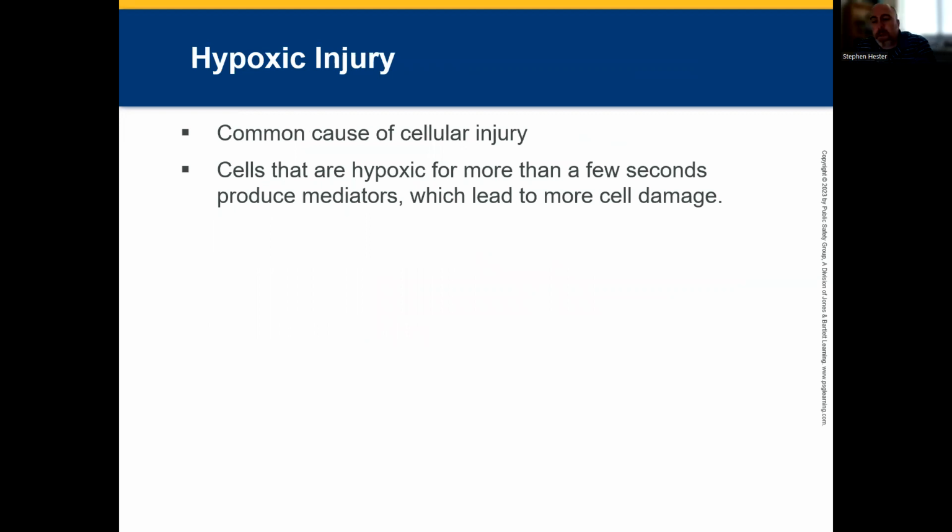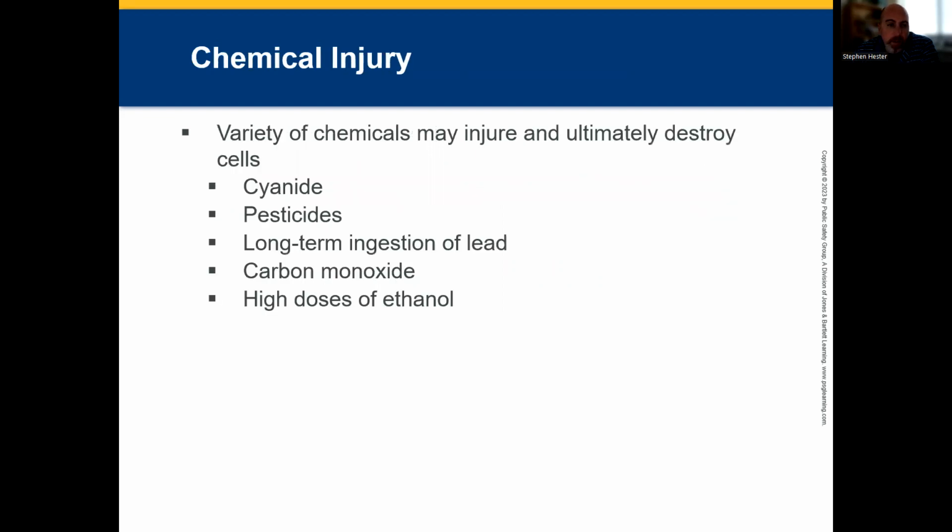So the injuries may be resulting from a decrease in oxygen in the air, a loss of hemoglobin, decreased number of red blood cells, disease of the respiratory or cardiovascular system, loss of cytochromes. So if they are hypoxic for more than a few seconds, it produces mediators, which lead to more cell damage. So these free radicals are the earliest and most dangerous mediators produced by the cells.